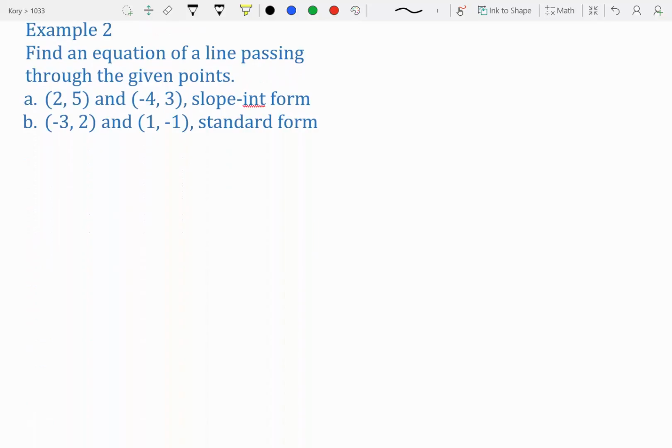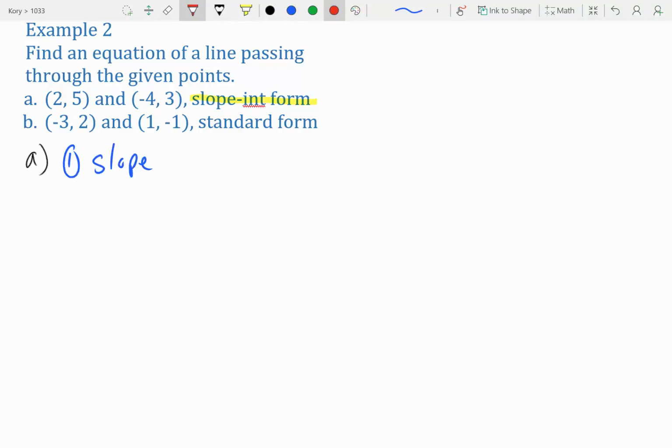Example 2, find the equation of a line passing through the given points. So part A, we have points (2, 5) and (-4, 3), and we want to write this in slope-intercept form. Make sure when you read the directions you know what form it wants it in. So our first step is to find the slope.